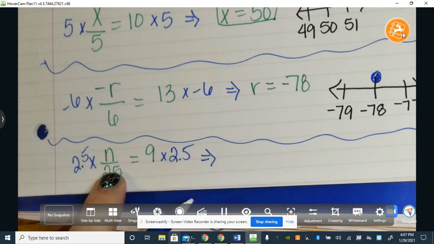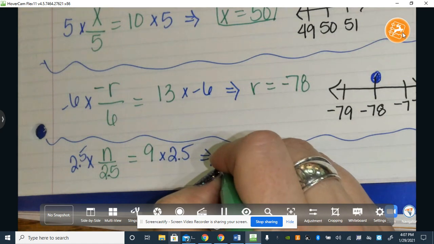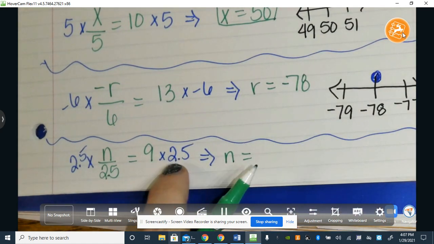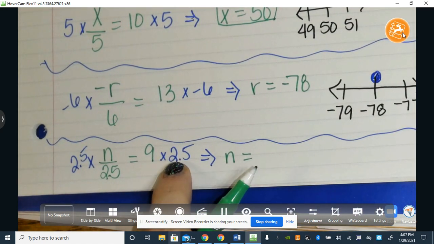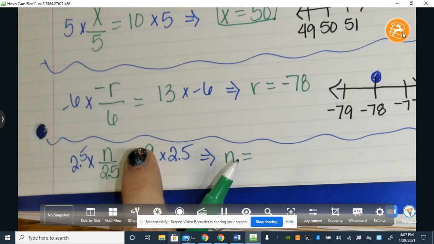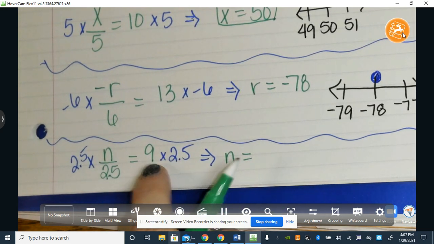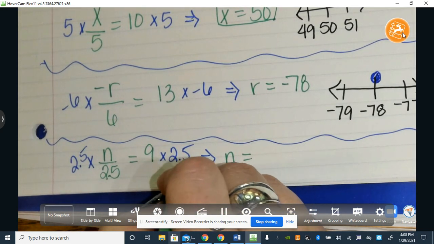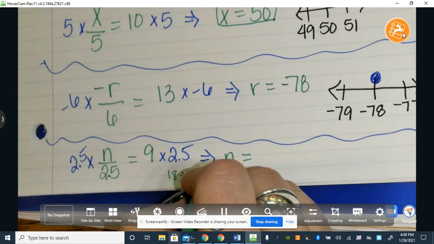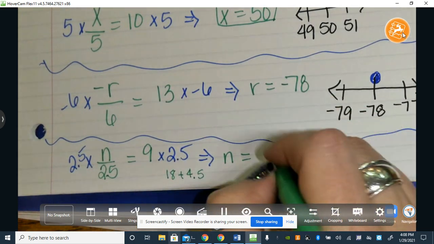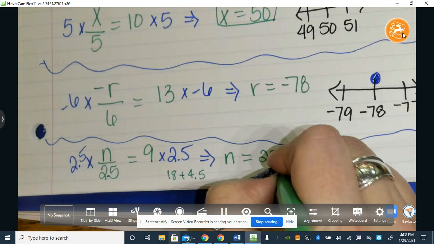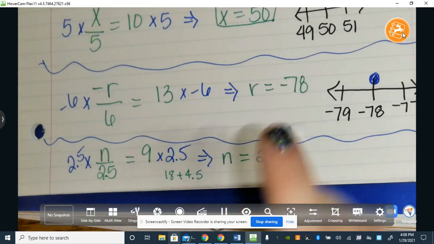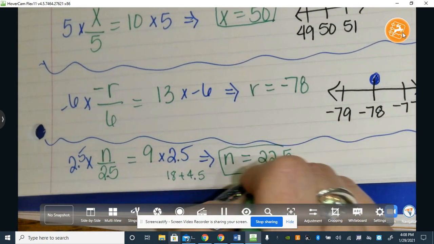So this cancels out, leaving me only with n is equal to 2.5 times 9. Okay, so if I break up 2.5 with the distributive property, 2 times 9 is 18. Half of 9 is 4.5. I add the 2 together, and I get 22.5. So n would equal 22.5.